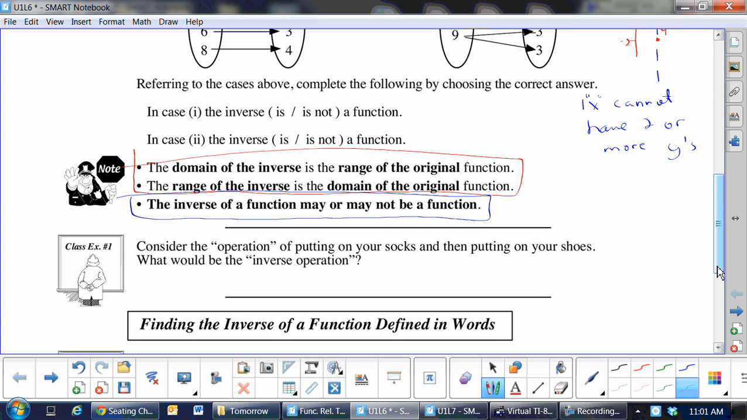And students come to me all the time, feeling every single rational expression has a non-permissible value. I'll go, really? Try this one. Oh, okay. So not all of them, no. That's dangerous when we start making generalizations that we haven't tested fully.